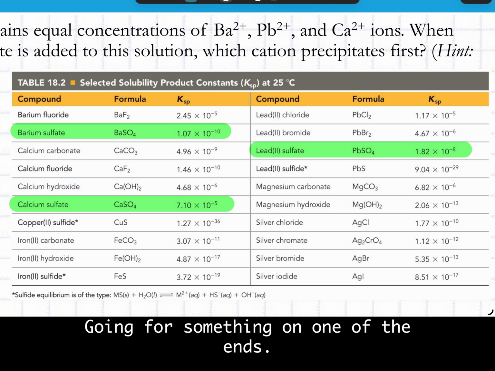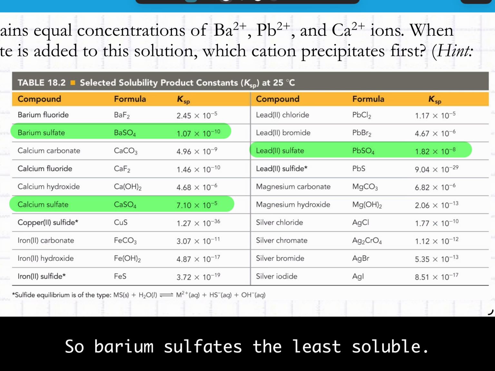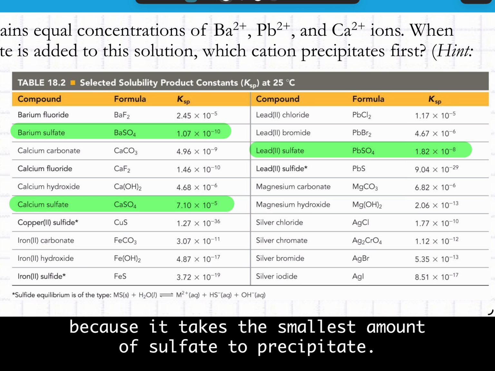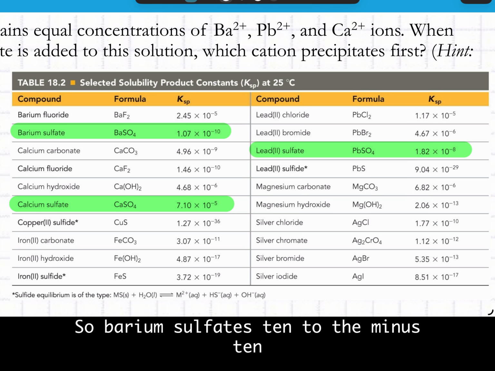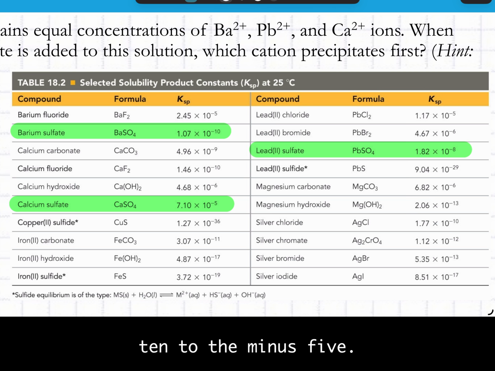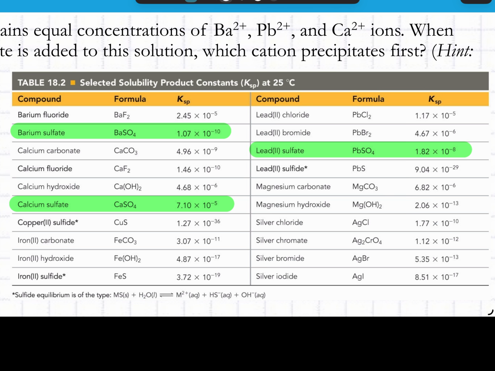Good, going for something on one of the ends. Small KSP means it's the least soluble. So barium sulfate's the least soluble. So when I add sulfate to it, it'll precipitate first, because it takes the smallest amount of sulfate to precipitate. So barium sulfate's 10 to the minus 10, which is smaller than 10 to the minus 8, which is smaller than 10 to the minus 5. So you'd see barium sulfate precipitate first because it's the least soluble.